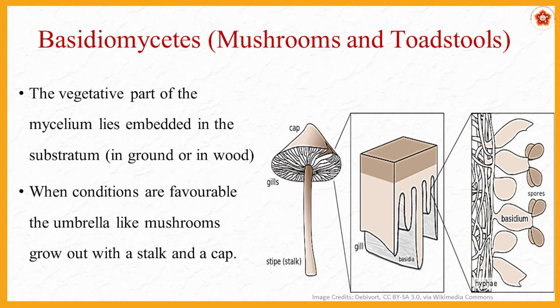Coming to basidiomycetes, under this phylum we have mushrooms and toadstools. As we discussed before, basidiomycetes have a filamentous or club-shaped structure. The vegetative part of this is usually embedded in the substratum from which they grow, like the ground or the wood. Once the conditions are favorable, the stalk and the umbrella-shaped mushroom grows out with the stalk and the cap.